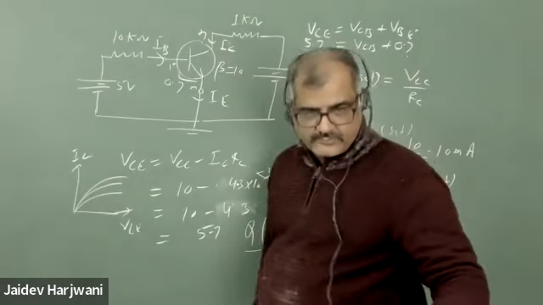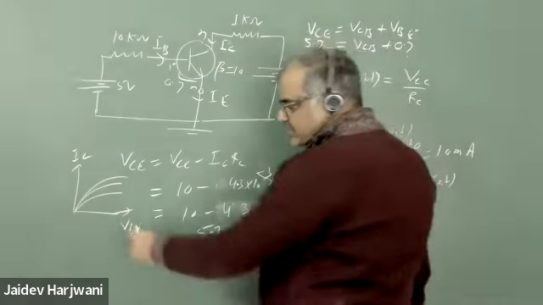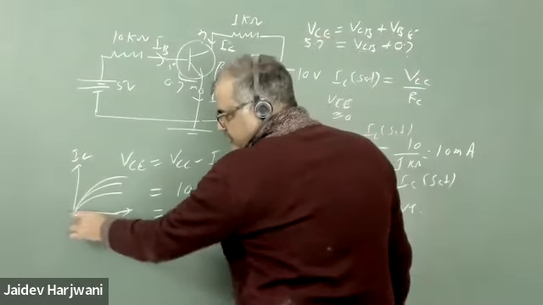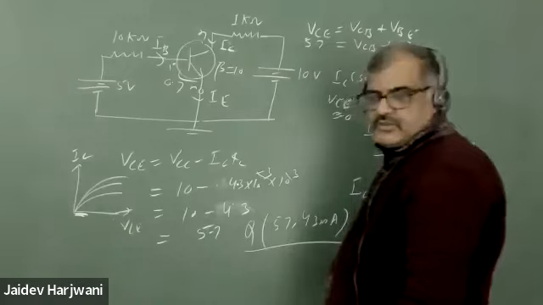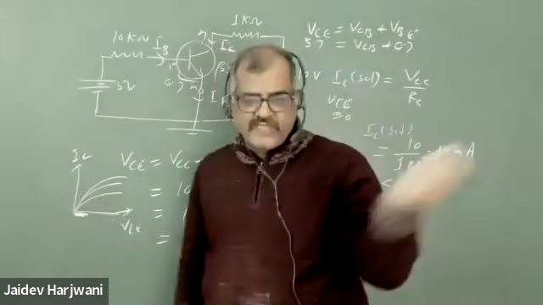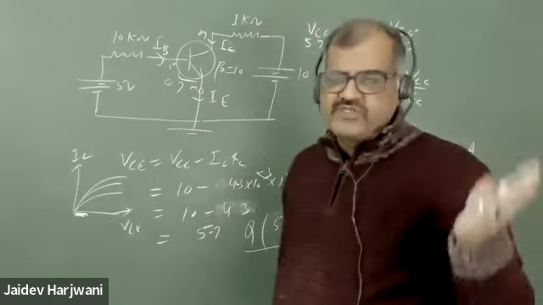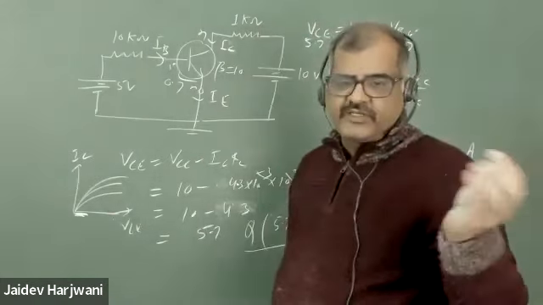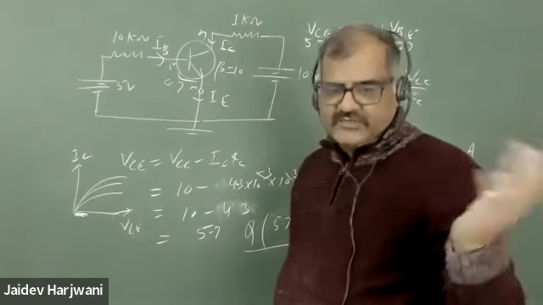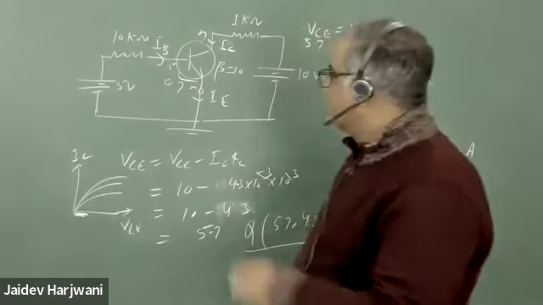So you can check your VC is 5.7, VC is not close to 0. When there is a VC close to 0, then only you should doubt whether it is active region or saturation region. That means the VC should be around close to 0.3 or 0.6, 0.3 for the germanium and 0.7 for the silicon.